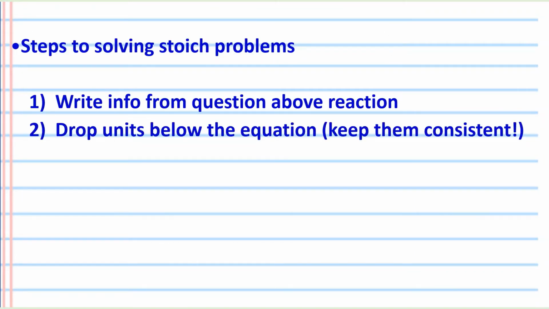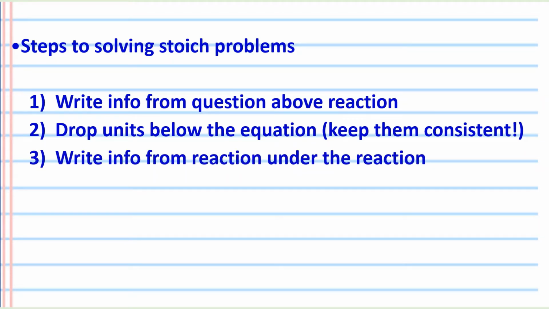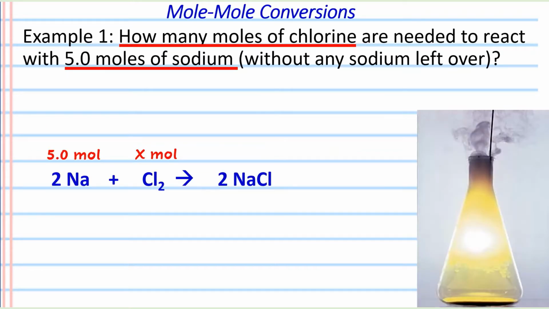The next step is we're going to drop the units below the equation, making sure we keep them consistent. Whatever unit we have above the reaction, we're going to use that same unit underneath the reaction. And we're going to write the information from the balanced reaction under the reaction. So the first thing we do is we drop the unit over the Na on the reactant side. We have moles, so we're going to drop that unit underneath the Na, keeping it moles. And over the chlorine, again, there's moles. We're going to drop the unit underneath.